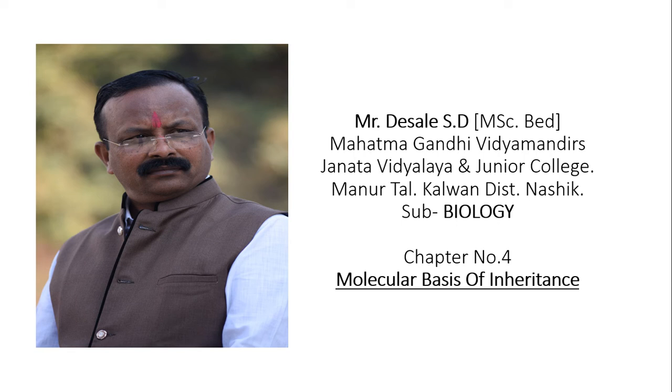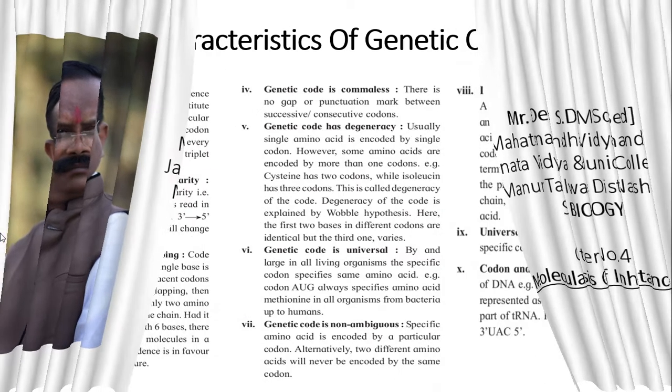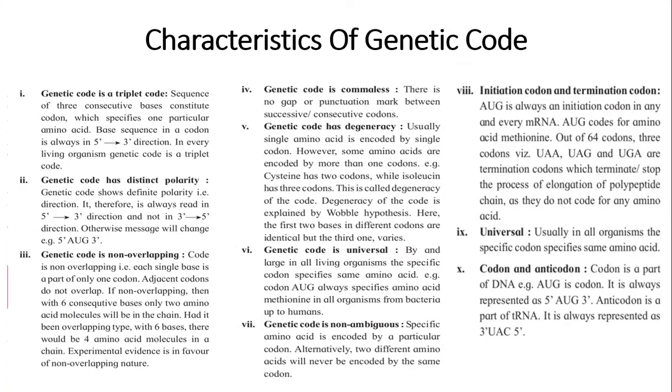My subject is biology and we are going to study now chapter number 4, molecular basis of inheritance. In the last slide or video, we studied the characteristics of genetic code. We teach 10 characteristics of genetic code. Now, today we are going to study the next topic.